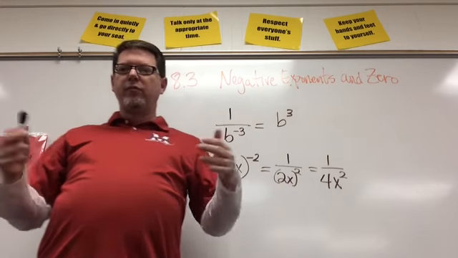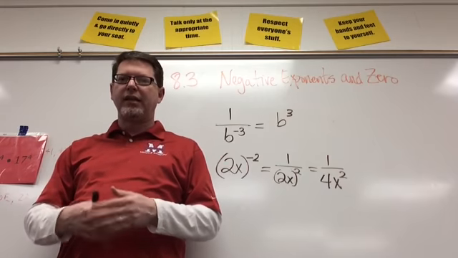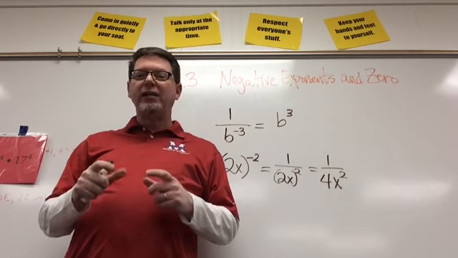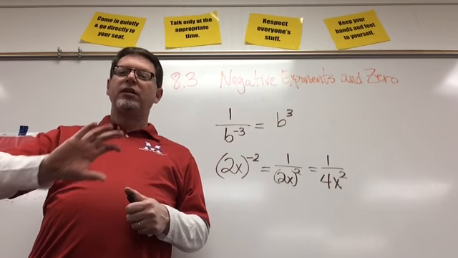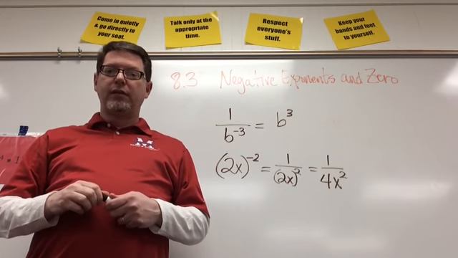Now let me just dispel one thing. A negative exponent does not mean my base is negative. They have absolutely nothing to do with each other. The negative exponent just tells me that I'm moving it to the denominator to make it a positive exponent, or moving it to the numerator to make it a positive exponent.